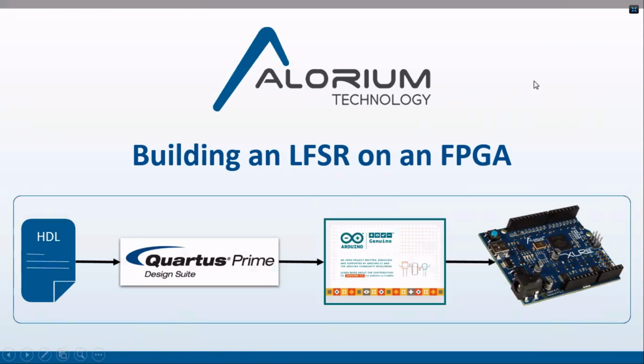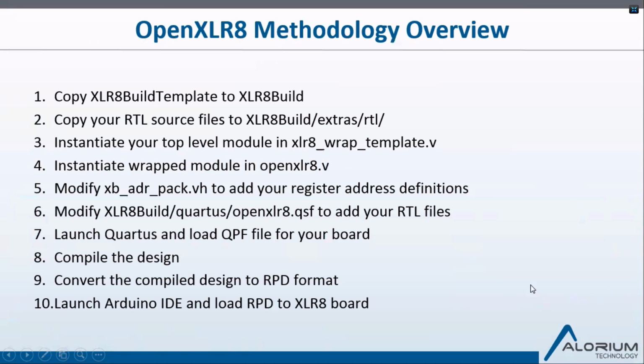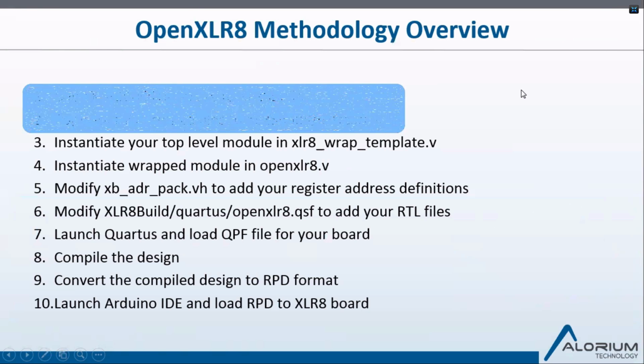So we're going to be building an LFSR module onto our FPGA on an Accelerate board, and as we do that, we're going to be taking our RTL code, compiling it with Quartus Prime, and using the Arduino IDE to load it onto an Accelerate board. What that means is the two steps that a person would usually go through to build their own custom FPGA logic, we're taking these two steps, and just as a shortcut, we're going to be building the LFSR module.